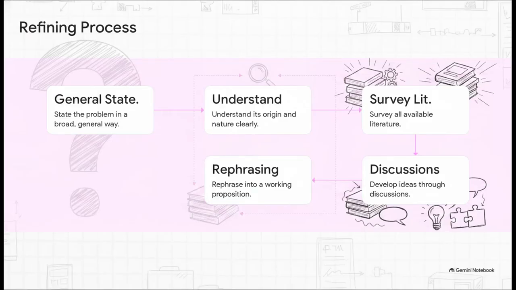Let's look at how this builds sequentially. The technique involves 5 steps: stating the problem generally, understanding its nature, surveying the literature, discussing your ideas, and finally, rephrasing the proposition. This whole sequence is expertly designed to resolve those messy ambiguities through cool, calculated rethinking.